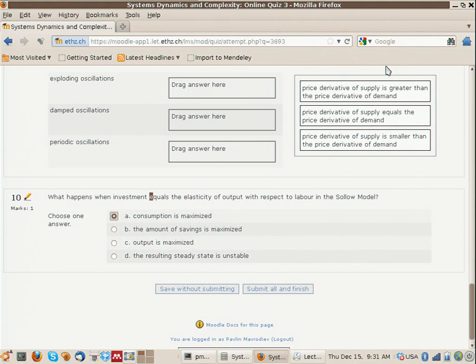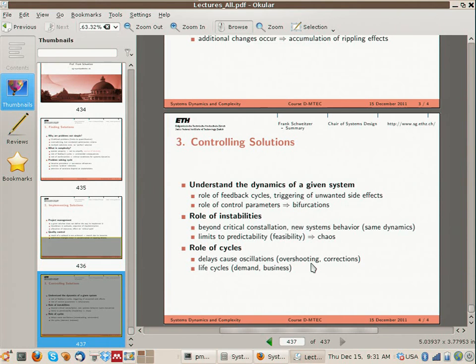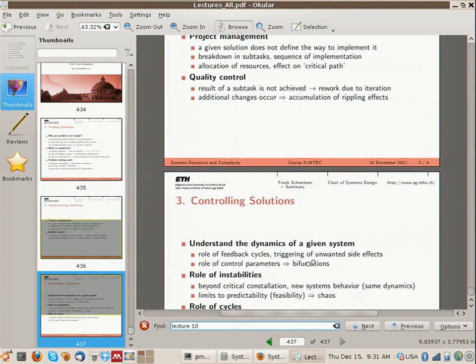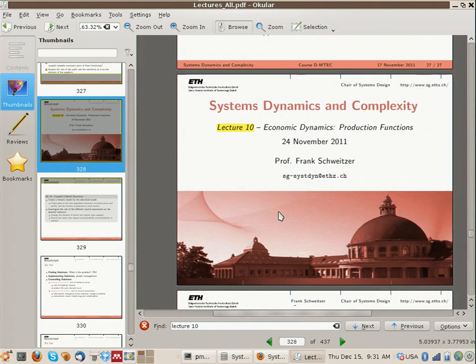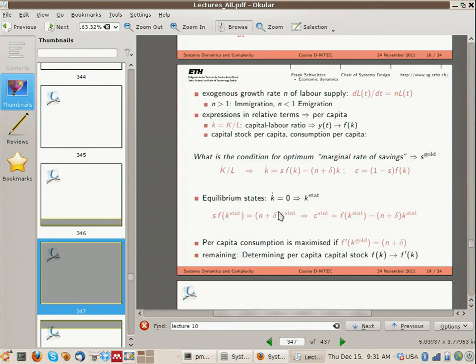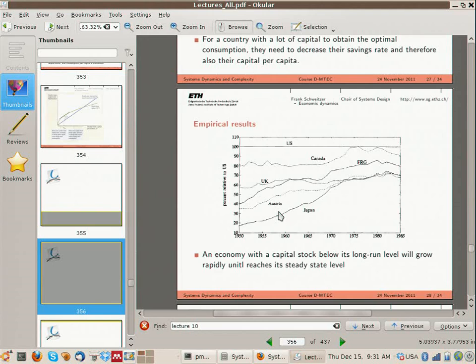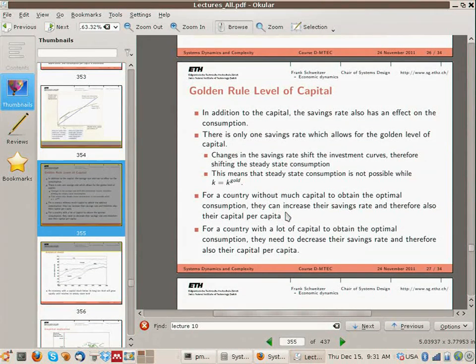Anybody else? No, go. Yes, so lecture 10, this was about the Solow model. Wait. Okay, so tell me which slide. I will show the slide here. Oh, come on. 27, you say. Yes, this one. Yes.